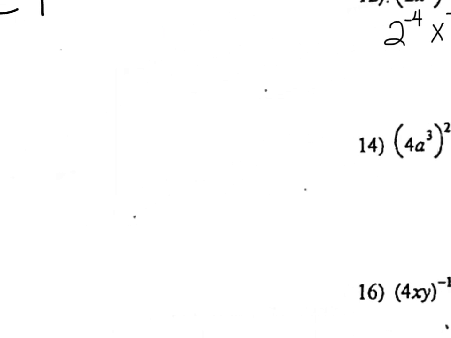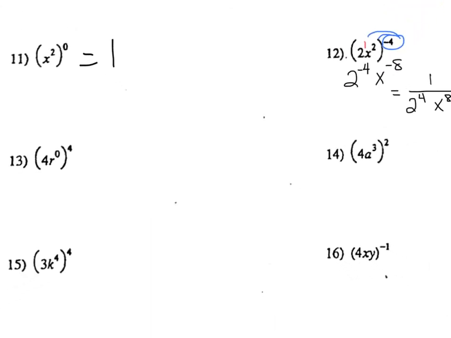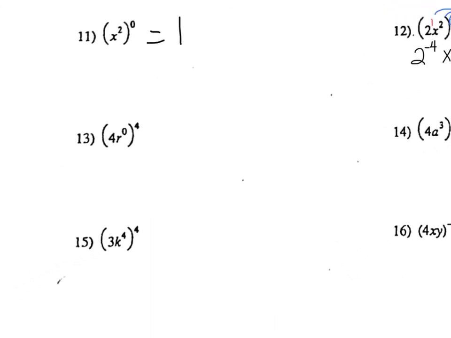Going over to number 13. Be careful on 13. Both things are not raised to the 0 exponent. The only thing that's raised to the 0 exponent is that r. Well, r to the 0 is 1, and 4 times 1 isn't going to do me any good, so I'm just going to cross that r to the 0 out.